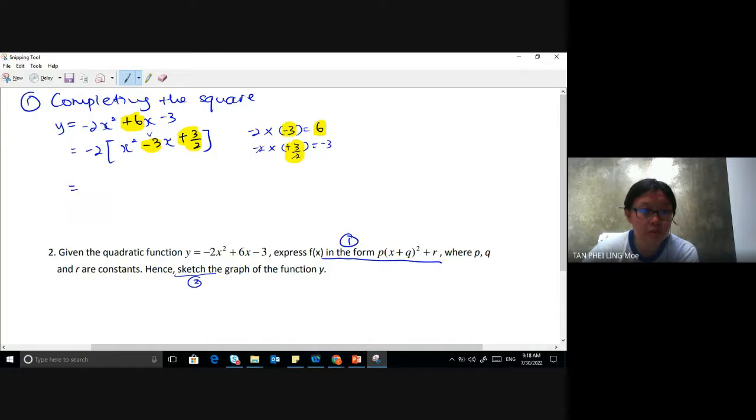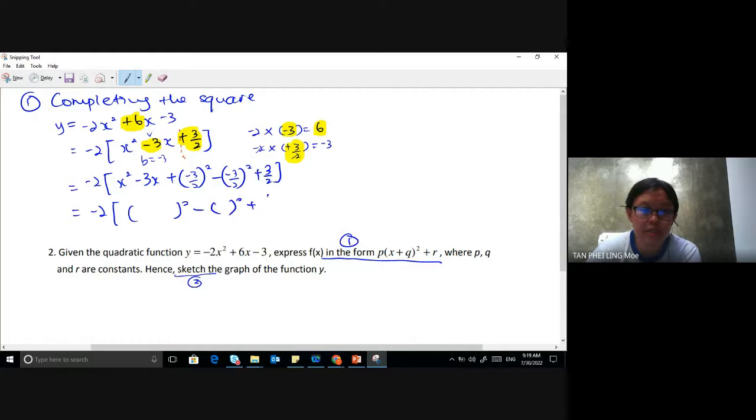Equal. So now remember that I can separate them into 2 because I want to add in my b over 2. So let's do it. Negative 2. So x squared minus 3x, I copy back. Then plus bracket square minus bracket square plus 3 over 2. So inside my bracket should be b over 2. So what's my b? My b is negative 3, right? So I should have negative 3 over 2, negative 3 over 2. So now I should put in my big bracket square minus small bracket square plus c.